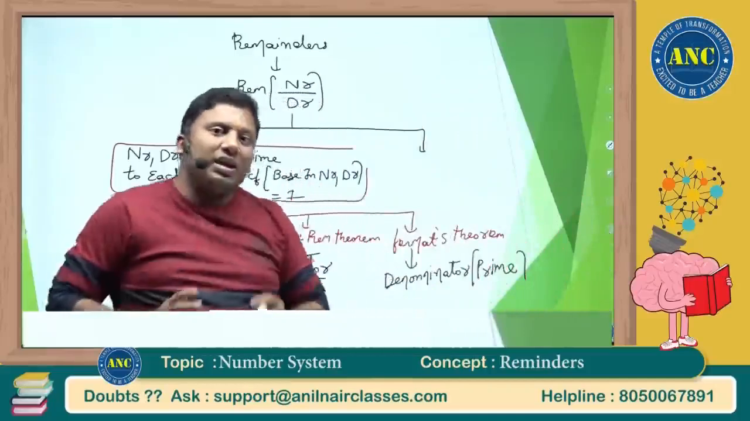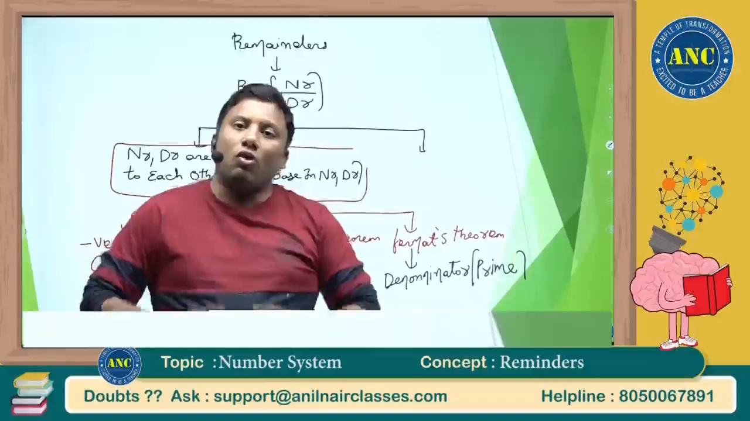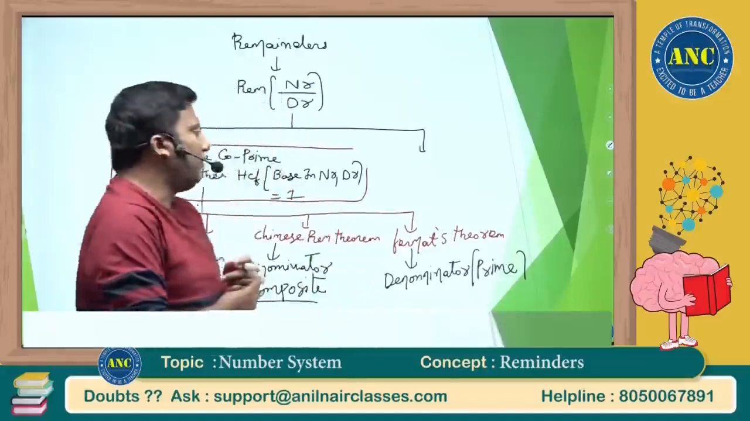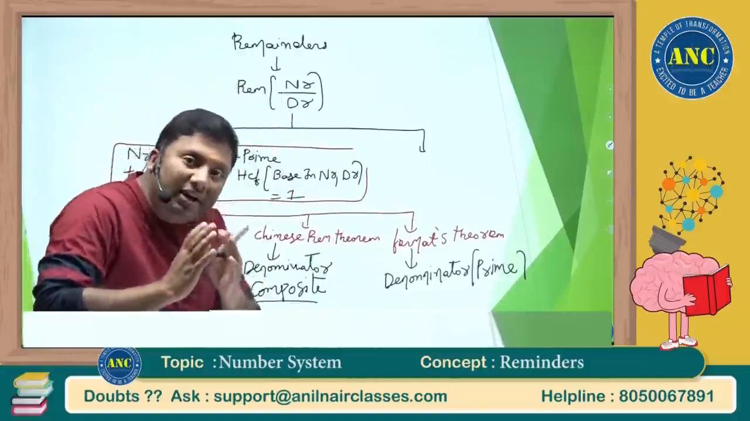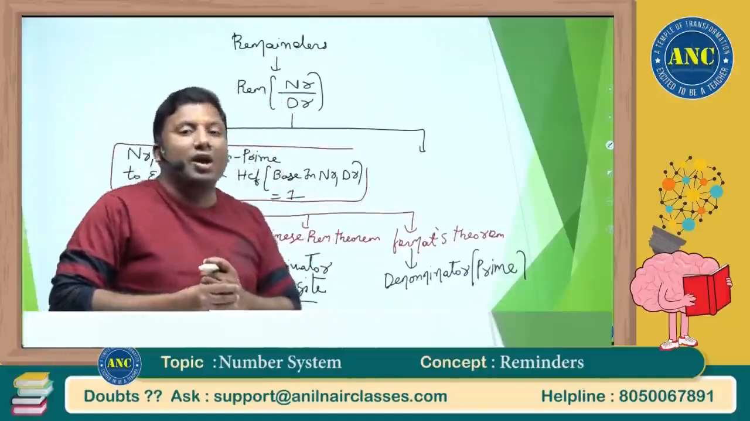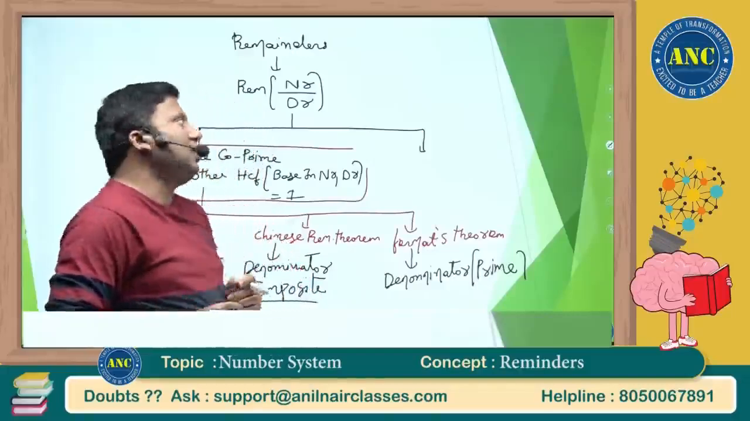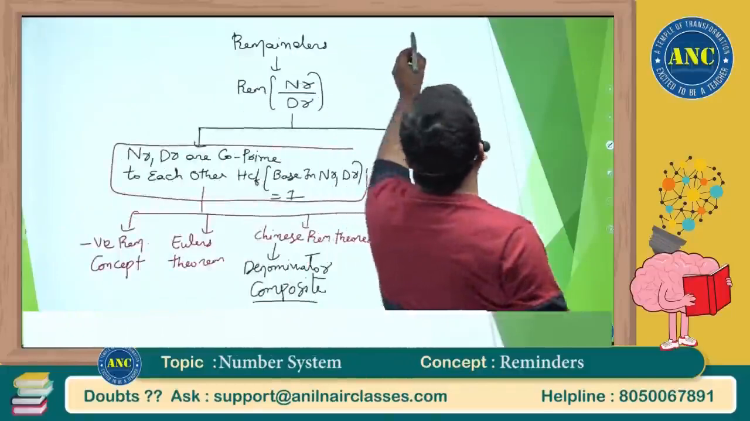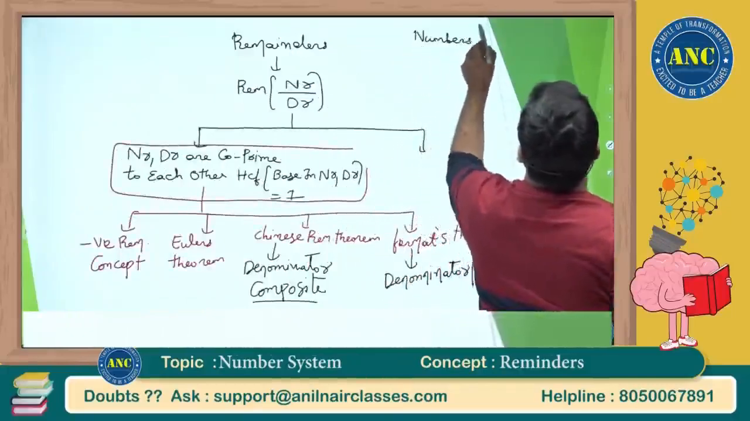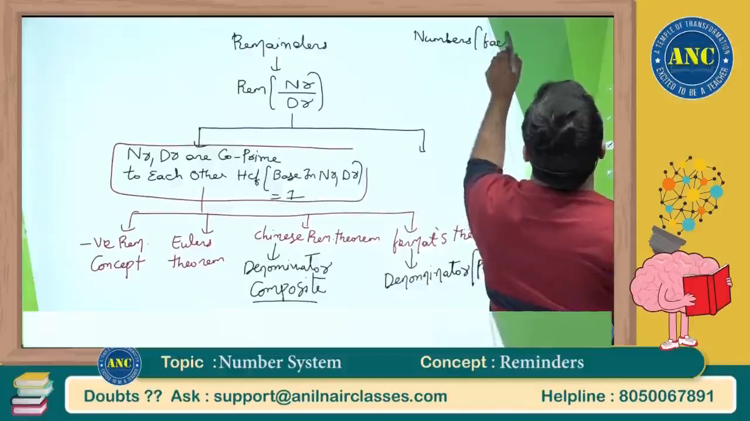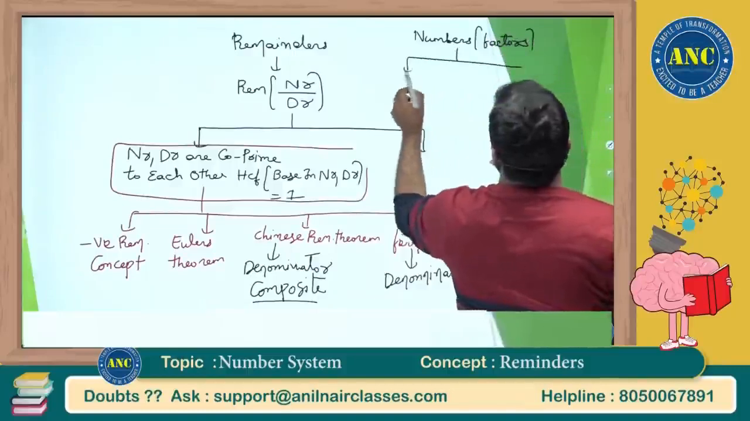A prime number is a number which is only divisible by 1 and itself. Chinese remainder theorem is used when the denominator is a composite number. A composite number is a number which has more than two factors. There are three kinds of numbers based on factors.